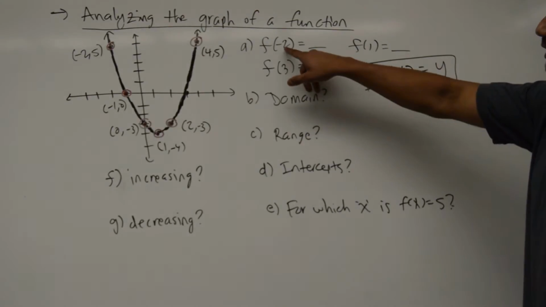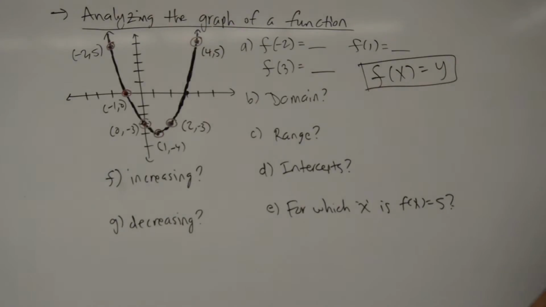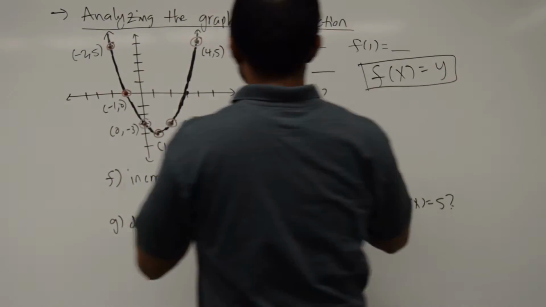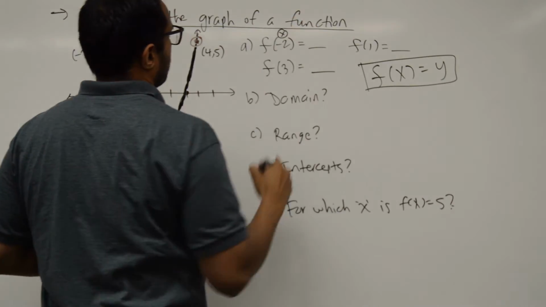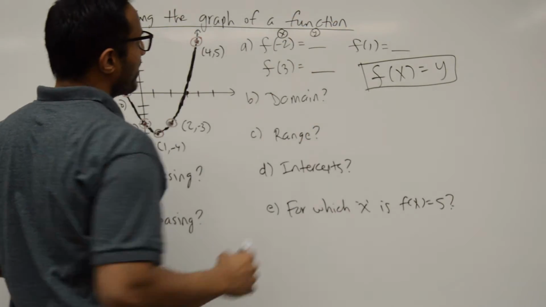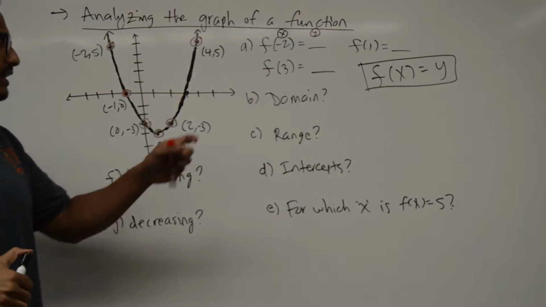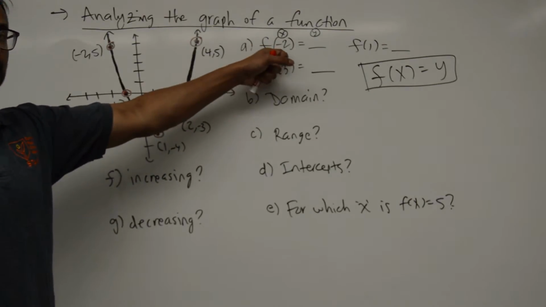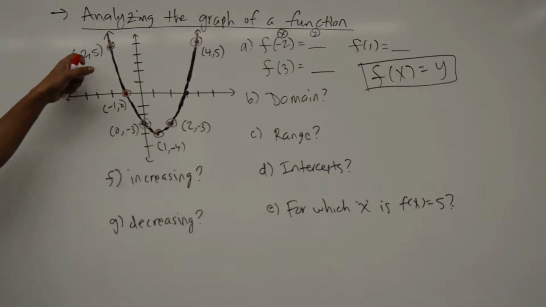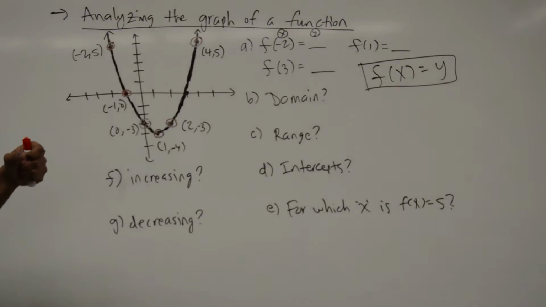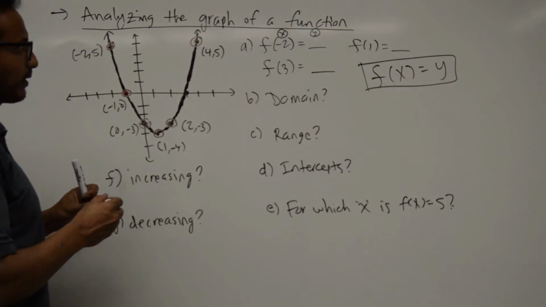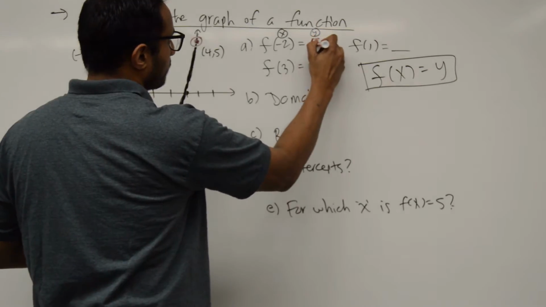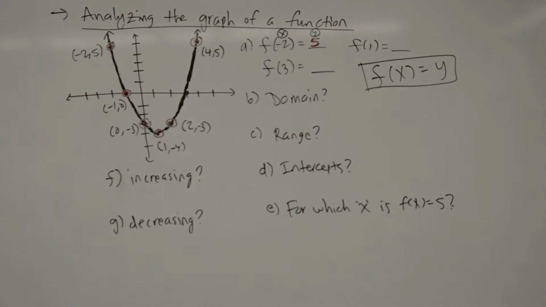So because we're asking what's f of negative 2, that means this negative 2 is your x value. And we're asking, what is the y value when x is negative 2? That's what f of negative 2 means. It means, what is the value of the function when x is negative 2? All right, so when x is negative 2, the value of the function is 5. The point of the function is negative 2, 5. So f of negative 2 equals positive 5.